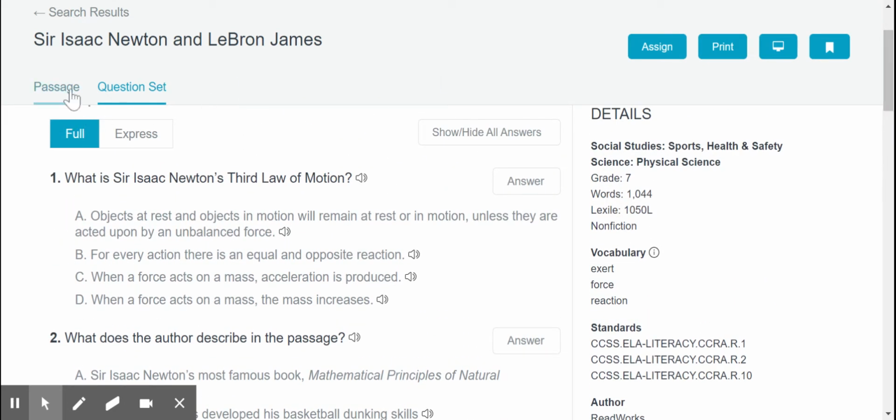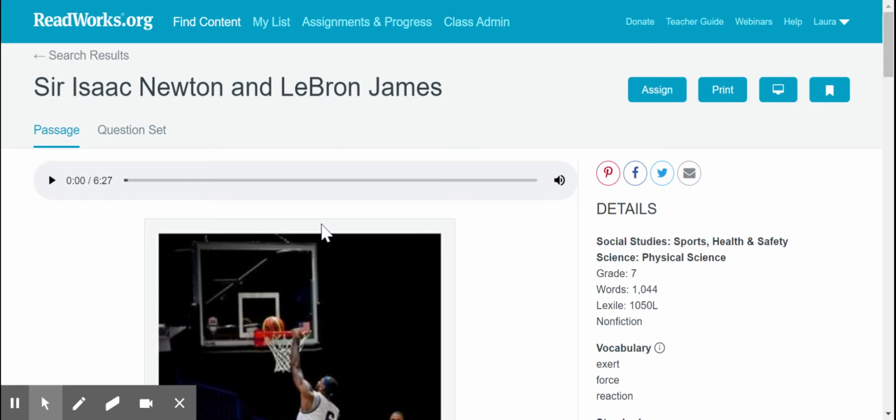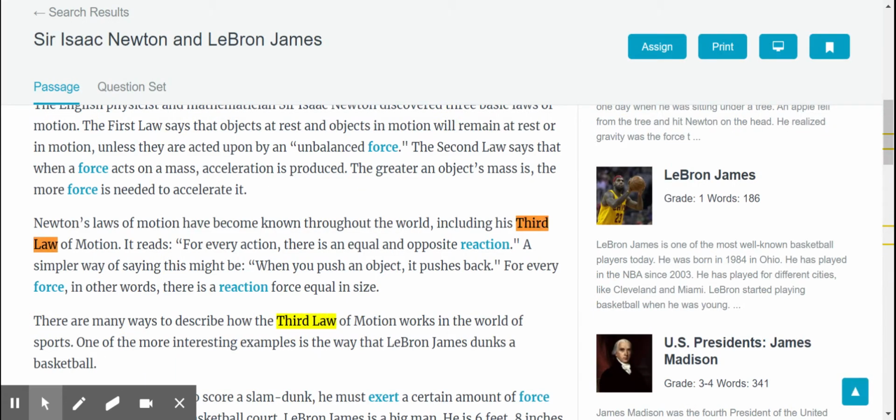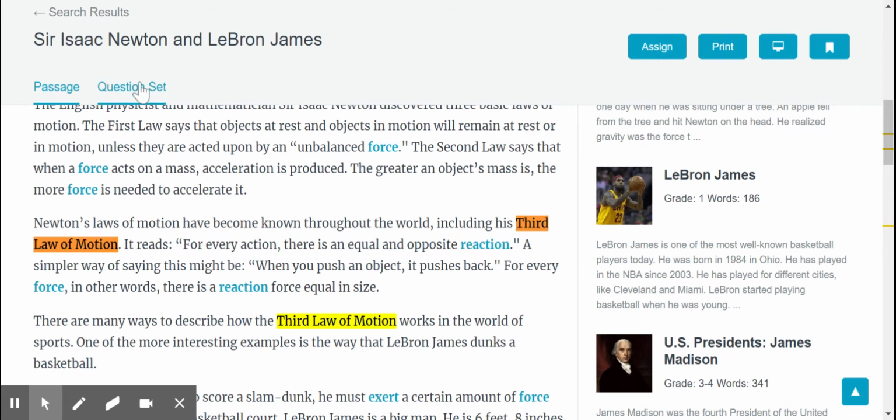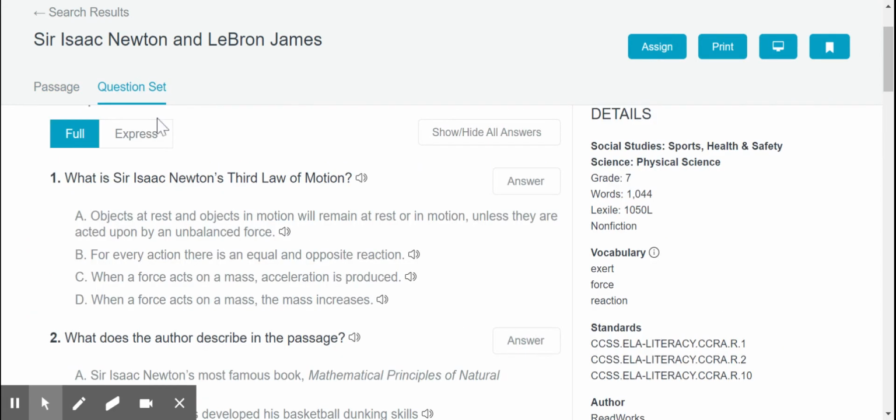So the third law of motion, I'm going to go to the passage. I'm going to hit Control F. I'm going to type in third law of motion. And it reads, for every action, there is an equal and opposite reaction. Going to go to the question set, and I'm going to look for those answers. Okay, so I can see equal and opposite reaction.